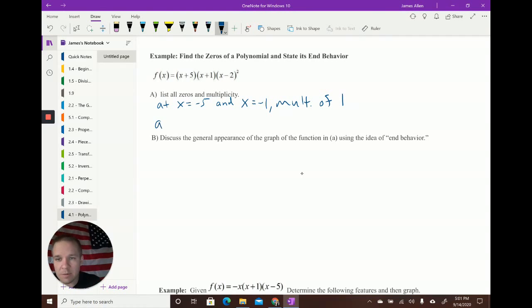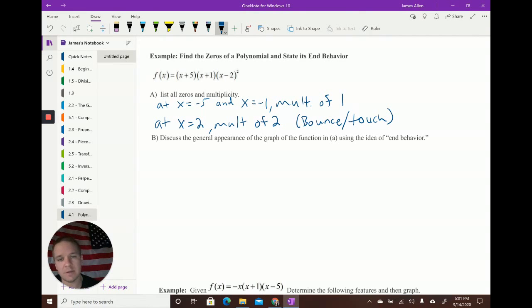Whereas when it's at x equals 2, multiplicity of 2, so it will bounce or touch the x-axis, right? Instead of going through it, it's just going to bounce, all right? So that's all of our zeros and our multiplicity. Cool. Taken care of there.